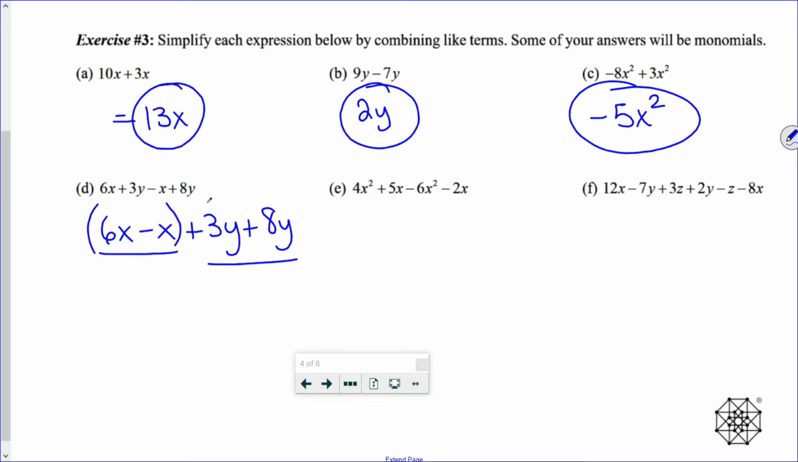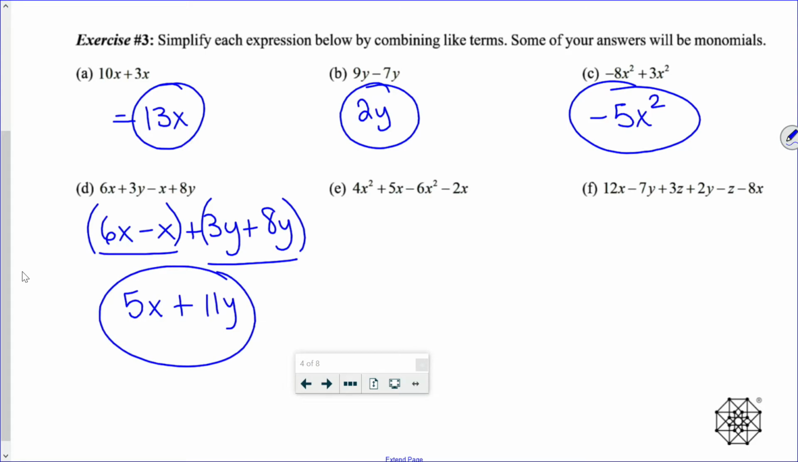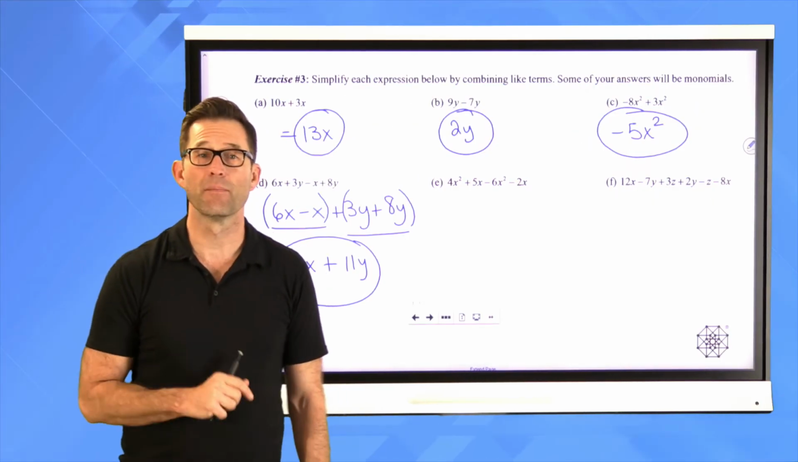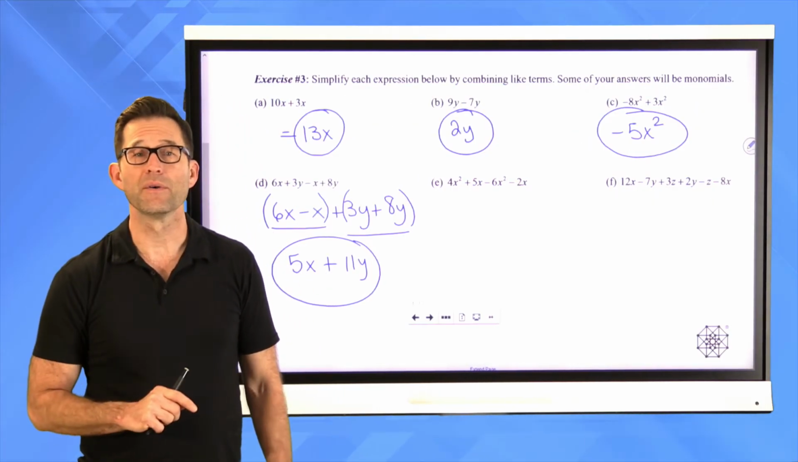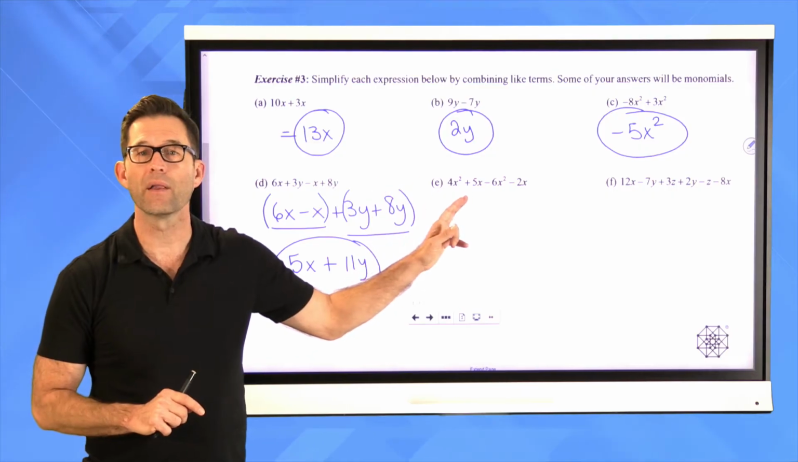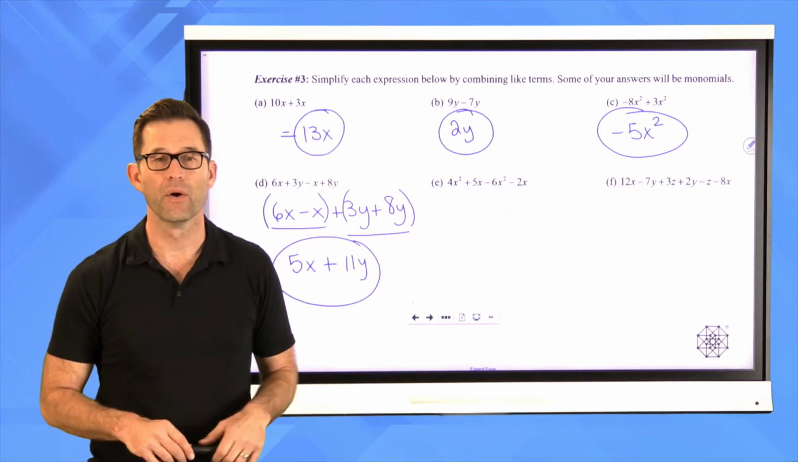Here's the associative property, right? I can group them in this way. 6x minus x is 5x, 3y plus 8y is 11y, and I get 5x plus 11y. Simple enough. What I'd like you to do now is pause the video and see if you can work out letter E and letter F on your own. Take a moment.